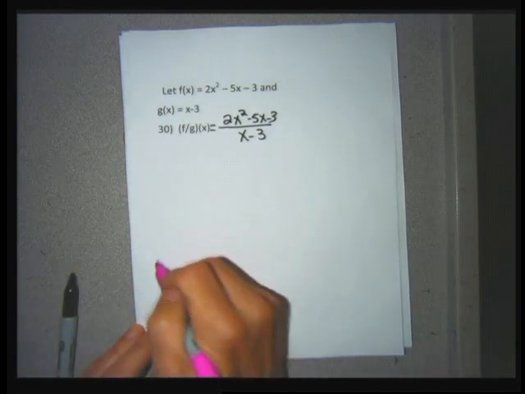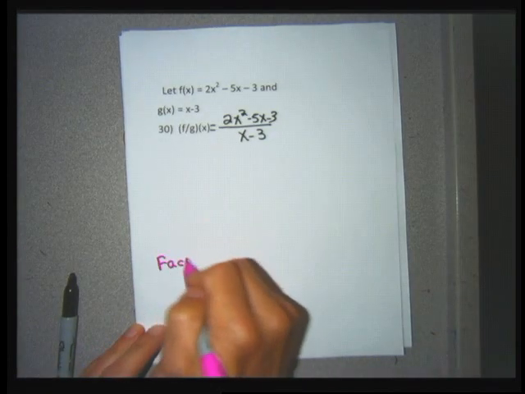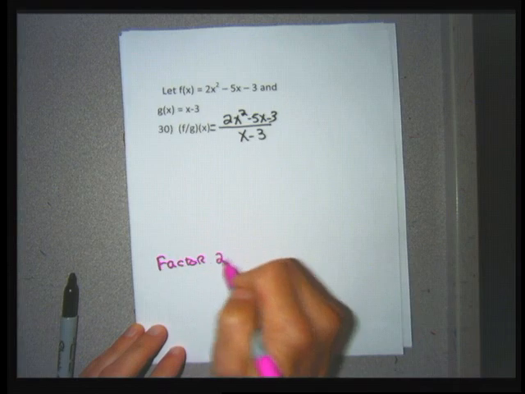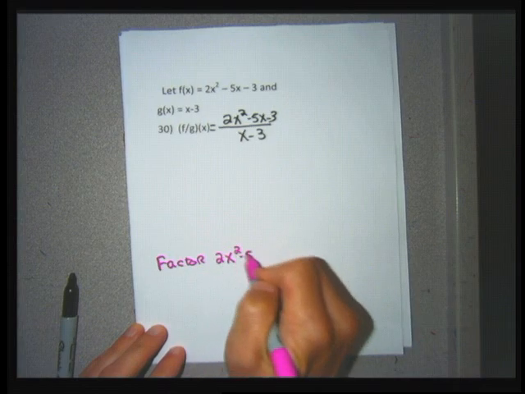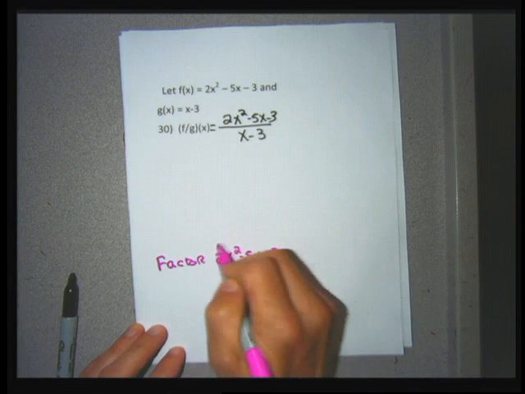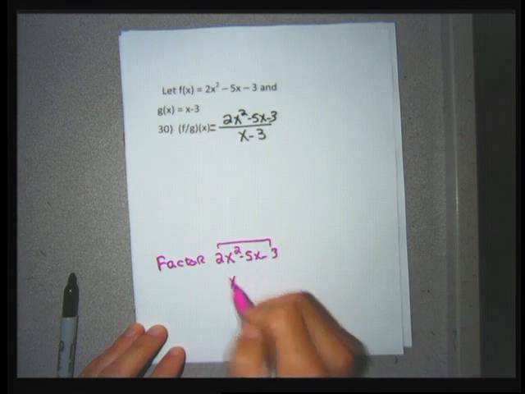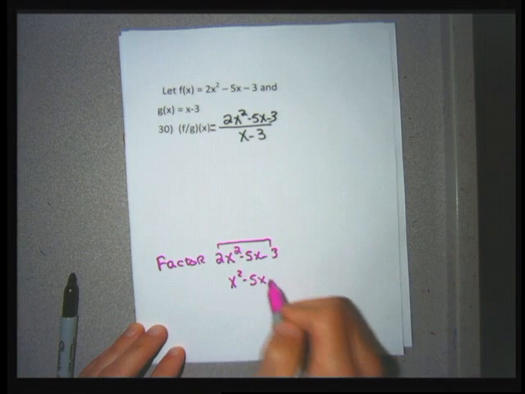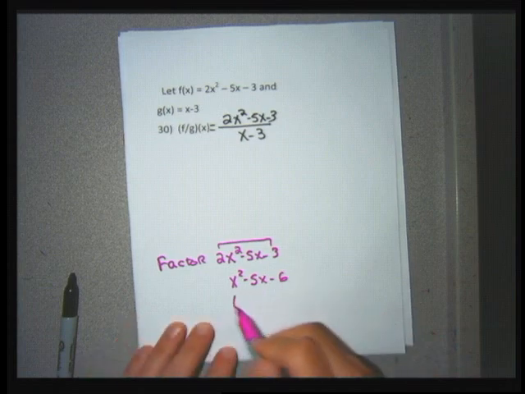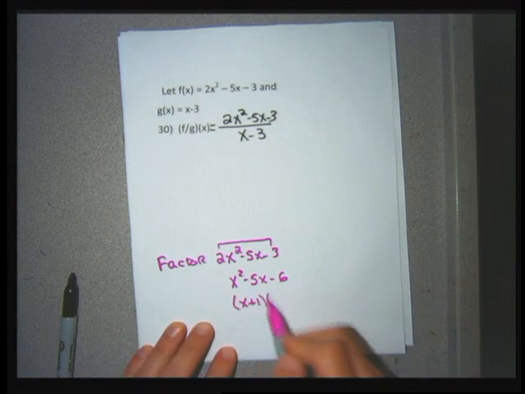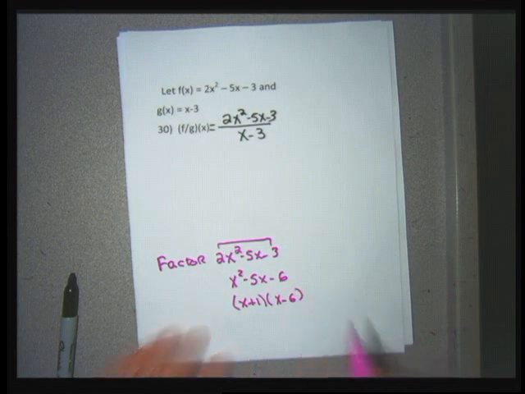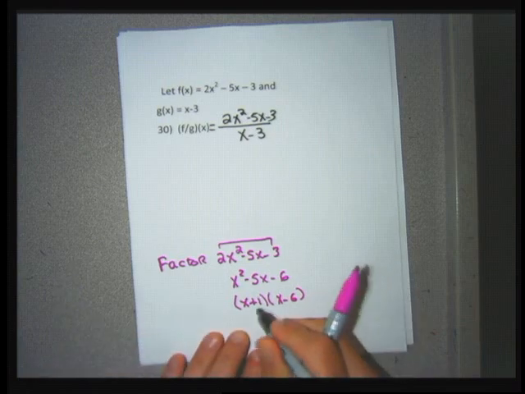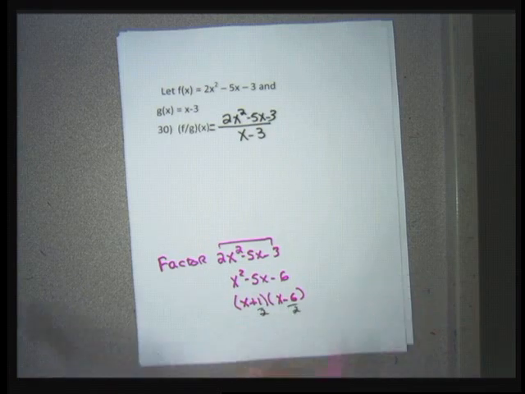I may have factored this already, but I'm going to just do it because this is bottoms up factoring. I'm going to do it off to the side. I'm going to factor that numerator. I'm going to multiply the 2 and the 3 and get x squared minus 5x minus 6. That factors into x plus 1 times x minus 6. I started off multiplying by 2. I'm going to divide by 2.